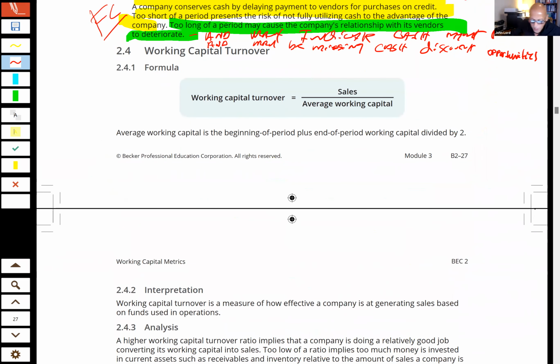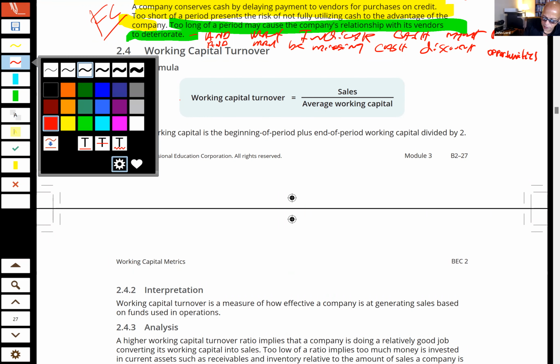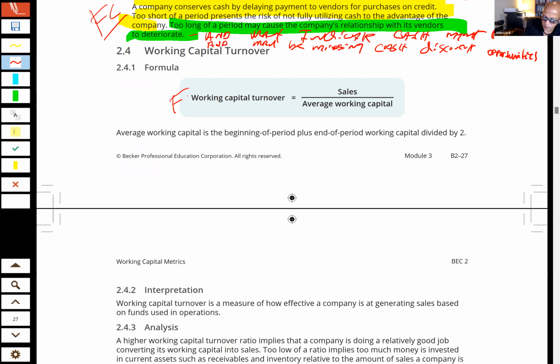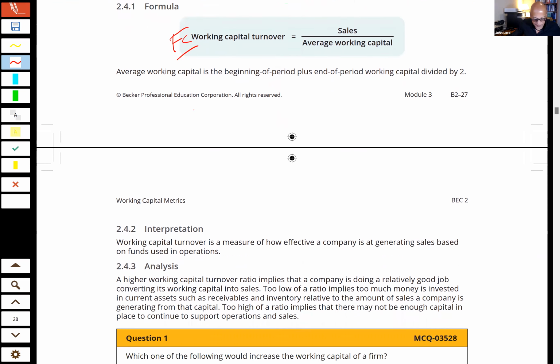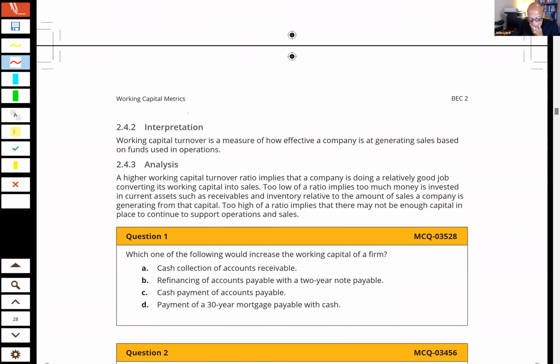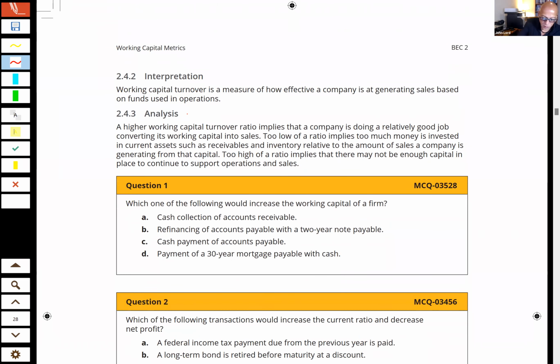Okay. All right, good. And then working capital turnover basically takes your average working capital, beginning plus ending divided by 2, and divides that into your sales. Again, working capital is current assets minus current liabilities. And then let's take a look at the analysis of that, and let's flashcard that for our essay question insurance here.